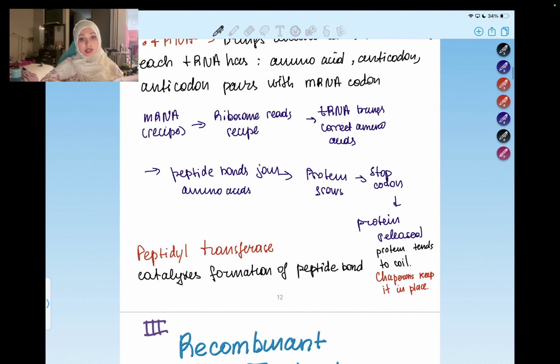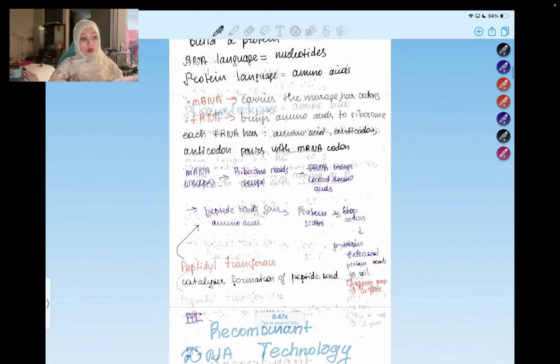So what is the process? mRNA is like a recipe. The ribosome reads it. tRNA brings the correct amino acids. Peptide bonds join amino acids. The protein grows. Stop codon, and then the protein is released. So this is basically the complete summary. And we also have peptidyl transferase, which catalyzes the formation of peptide bonds. So here we use the enzyme peptidyl transferase.